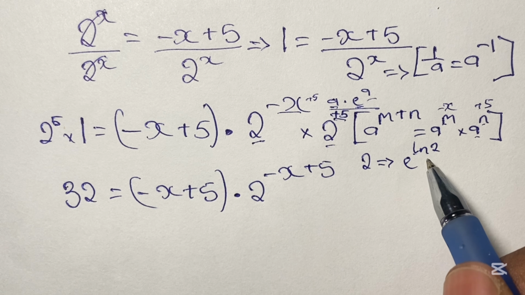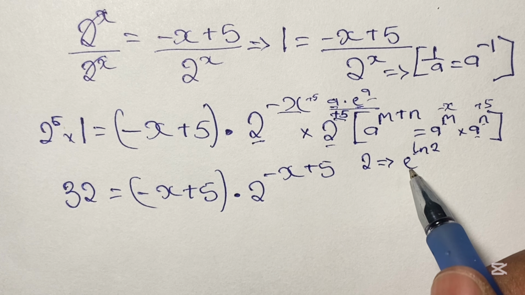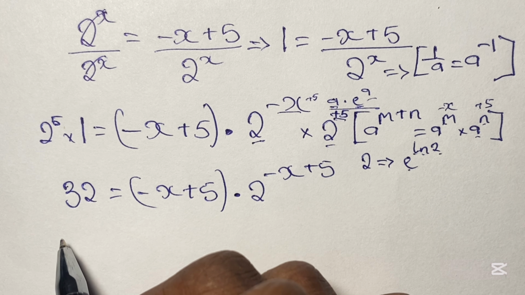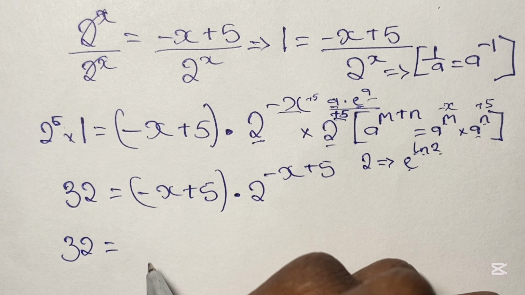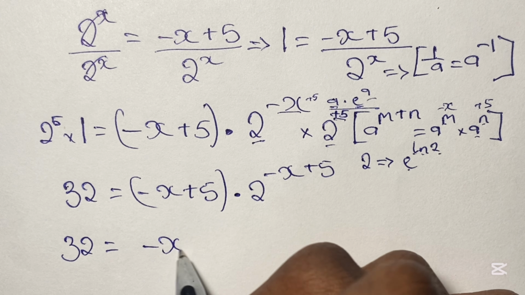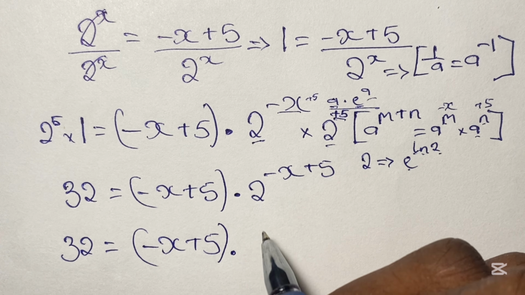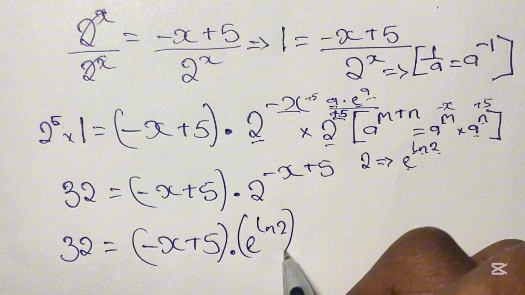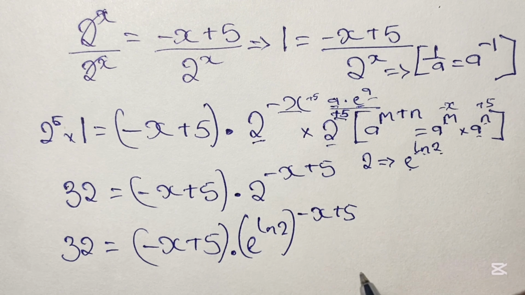So having e raised to the power of ln, the ln will cancel out with the e and what's going to be left is just the 2. So then we can rewrite our equation. We say 32 is equal to (negative x plus 5) times e. So we're writing 2 in the form of e, so we have e to the ln of 2 in brackets raised to the power of negative x plus 5.